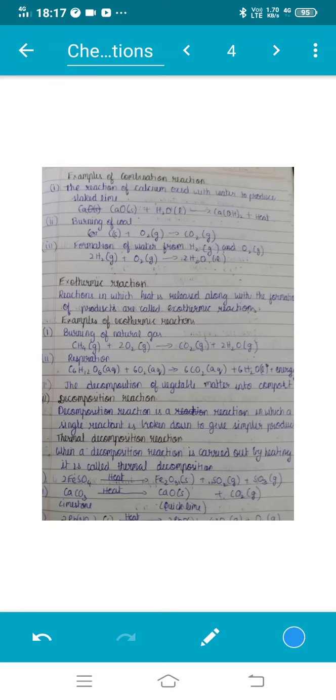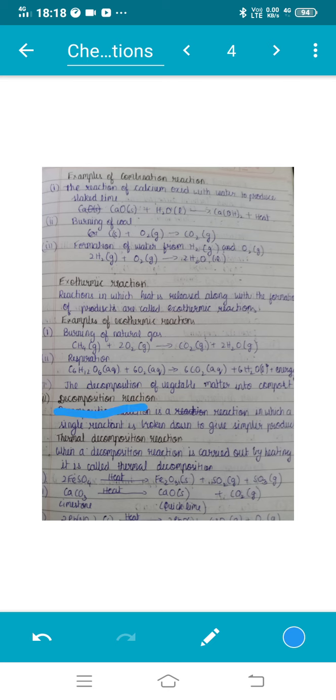Today we will learn about the third part of this chapter, chemical reactions and equations. We have learned chemical reaction, chemical equation, balanced chemical equation, how to balance the chemical equation, the types of chemical equation, the combination reaction. So first we will learn about decomposition reaction.